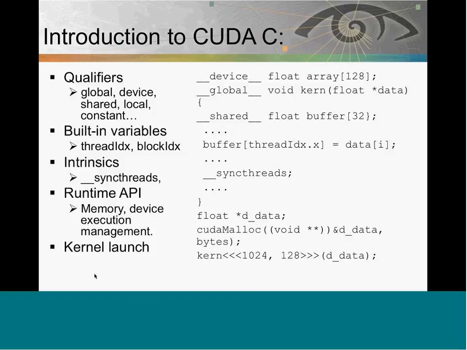An example of device: when you say __device__ float array, that means it is allocated on the device and callable by the device. When we say __global__ void, that means that function will execute on the device and can be called by the CPU.